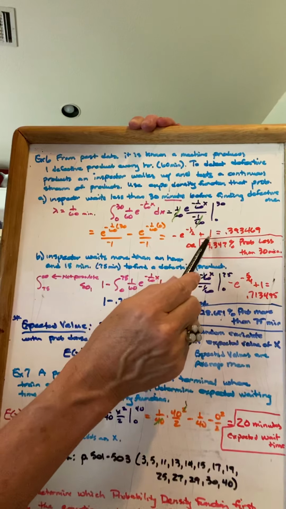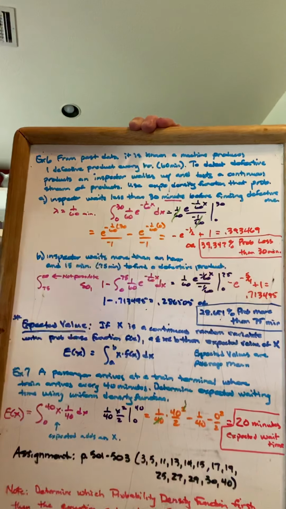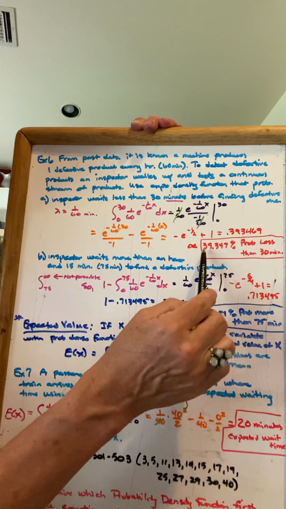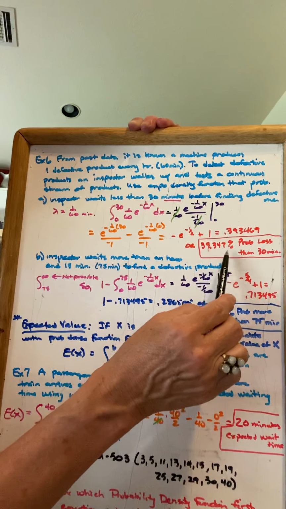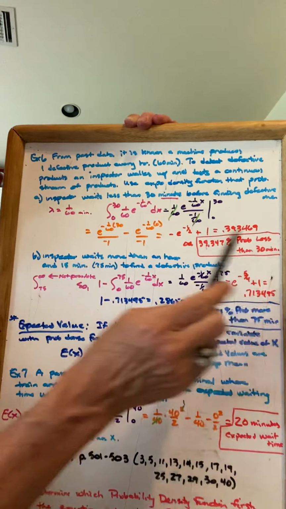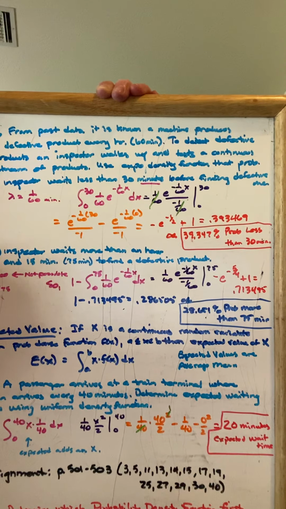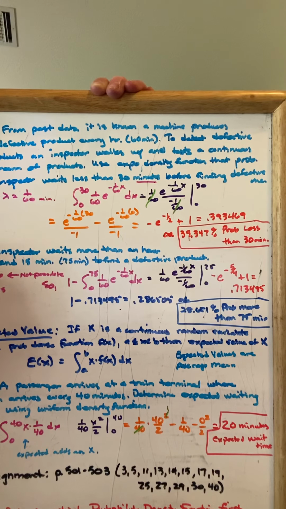Doing some quick math in the calculator, I found out that that is 0.393469. I move the decimal place 2 places, and I get 39.347% probability of waiting less than 30 minutes. Now that was letter A, so we're going to do another one here in a minute for letter B.